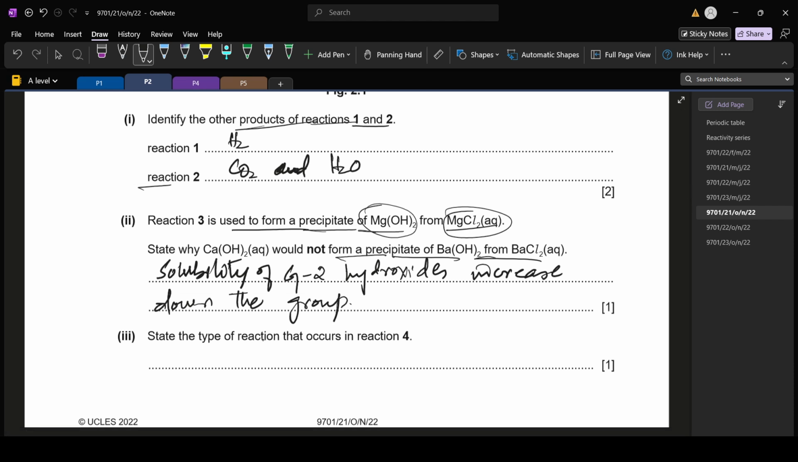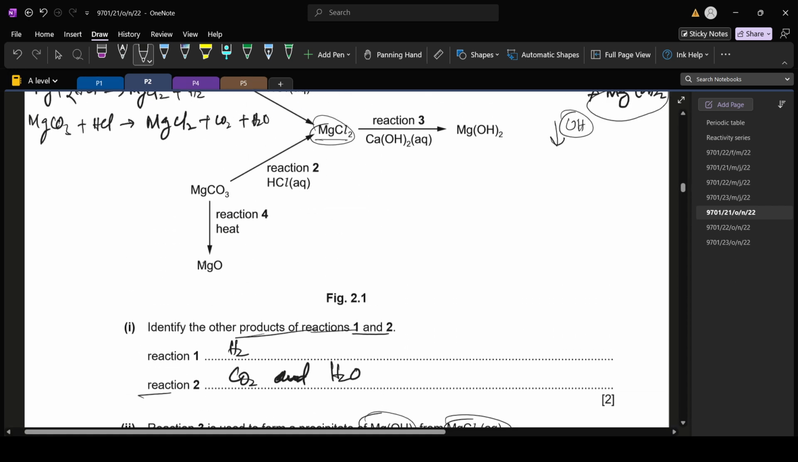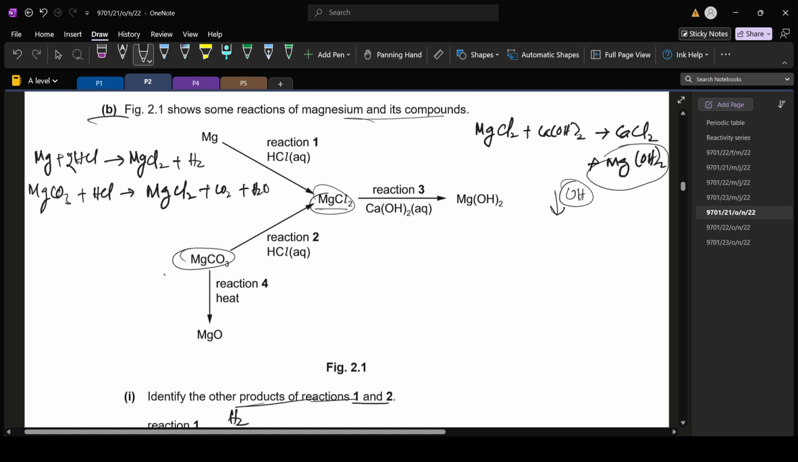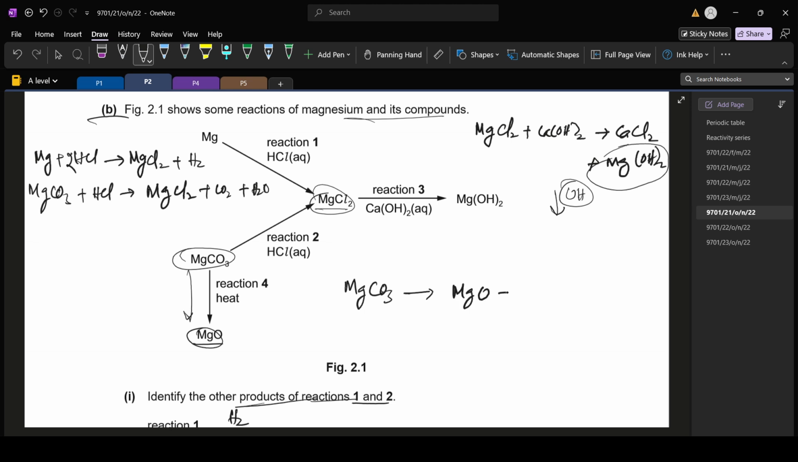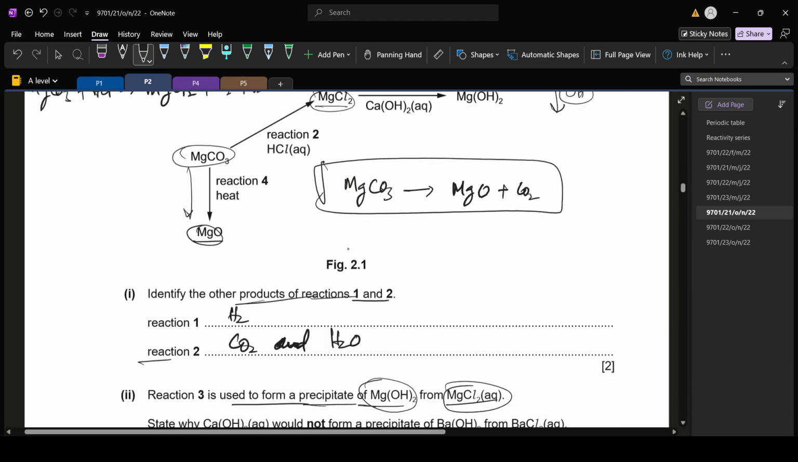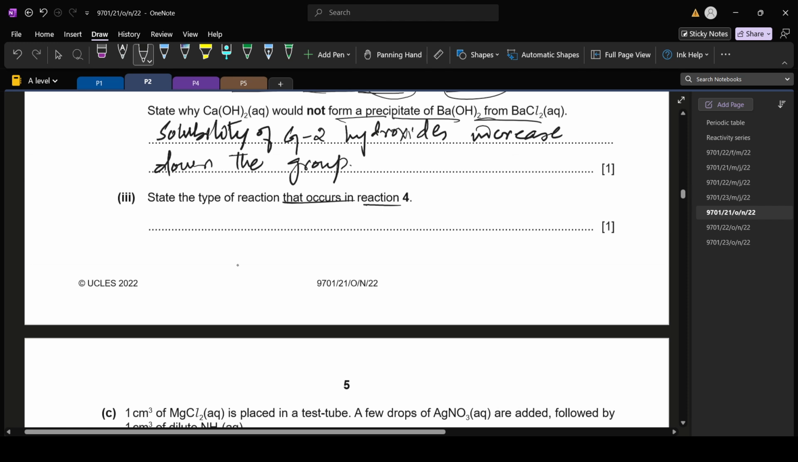State the type of reaction that occurs in reaction 4. What is happening in reaction 4? The magnesium carbonate is changing into magnesium oxide. If you heat the magnesium carbonate, it will form magnesium oxide plus carbon dioxide. So what type of reaction is this? This is the thermal decomposition reaction.